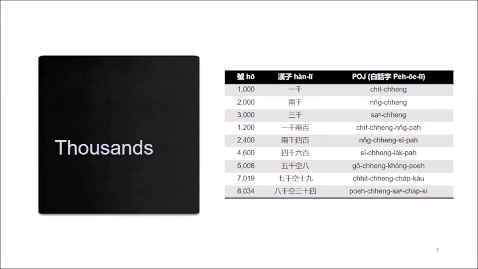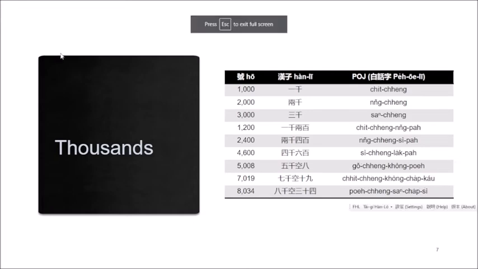So again, to apply the rule of the kong, we have go chiang kong pue. Then for 7019 we have chicheng kong chap cao. So there you have it. And finally, to say 10,000, we don't say chap chiang, we say chiban. Okay, so that's it for the numbers part.